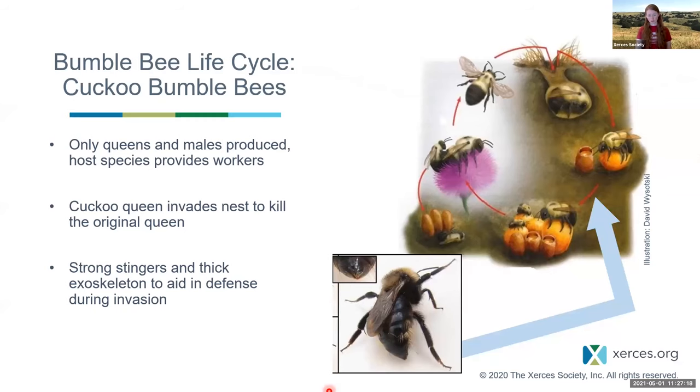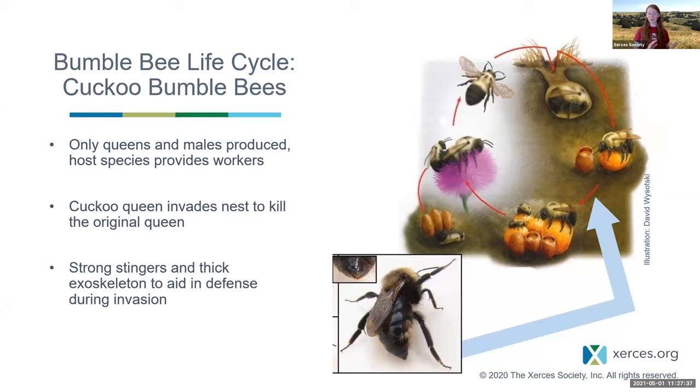In addition to the social colonies, there are also parasitic bumblebees that we call cuckoo bumblebees. If you've heard of cuckoo birds, there are also cuckoo bees.